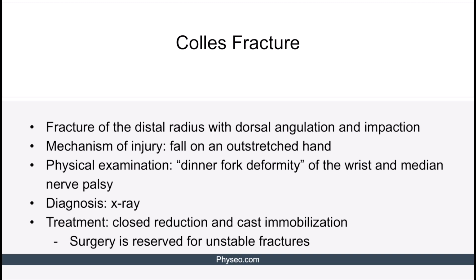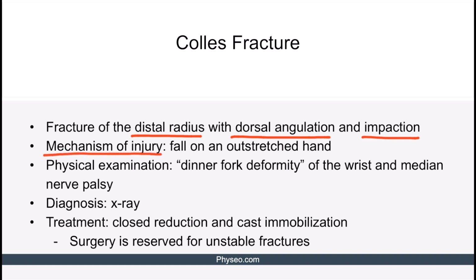Moving on to the Colles fracture. Colles fracture is a fracture of the distal radius with dorsal angulation and impaction. The term dorsal angulation in this particular case means that the tip of the fractured radius is pointing towards the dorsal side of the wrist, which means away from the palm. A fracture with volar angulation, on the other hand, would be pointing towards the palmar side of the wrist. The term impaction means the broken ends of the bone were jammed together by the force of the injury.